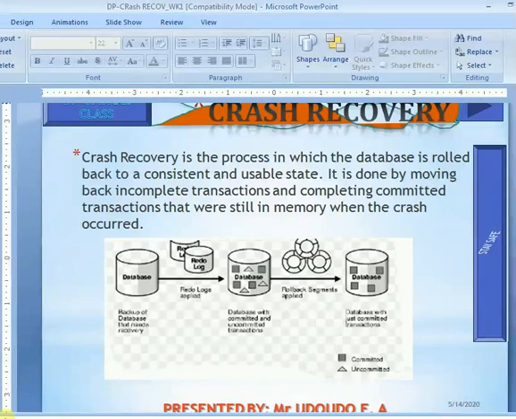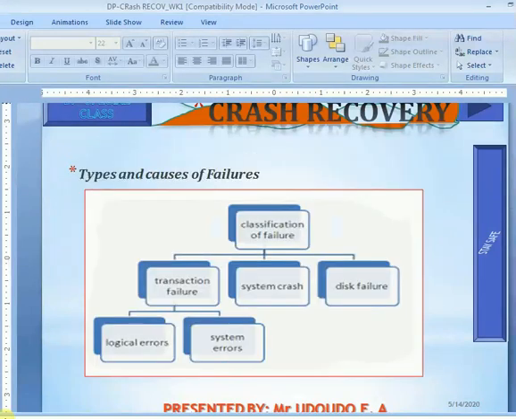All right, now the next one is types and causes of failures. There can be failures in different ways to the database. One is transaction failure, system crash, and of course disk failure. What about transaction failure? It can be caused by two things: logical errors and system errors. What about logical errors?